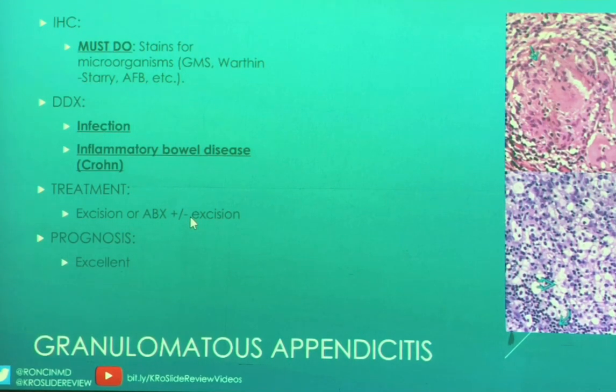And excellent prognosis overall. So these guys look a little more foamy, so maybe this was an interval appendectomy, in which case we have more of a xanthogranulomatous pattern. And here we're seeing a giant cell, so that's your granulomatous appendicitis.